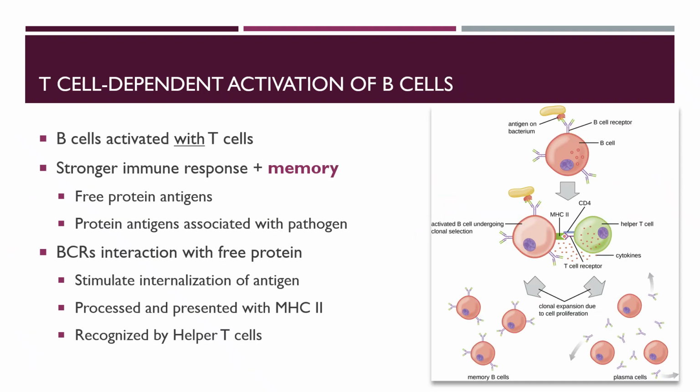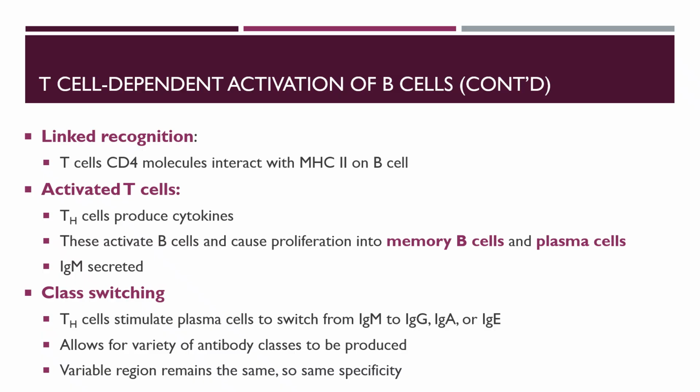When B cells are activated with T cells, it is a stronger immune response, and we get those lovely memory cells. Free protein antigens can do this, and protein antigens associated with the pathogen can do this. The BCR interaction with the free protein is going to stimulate internalization of the antigen. It's processed and presented with the MHC2 marker, and it's recognized by the helper T cells, and the helper T cells get things going. Linked recognition, this is when the T cells' CD4 molecules interact with the MHC2 on the B cells.